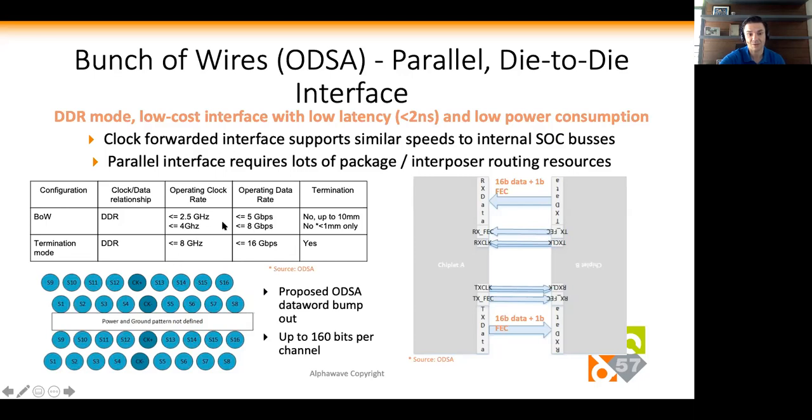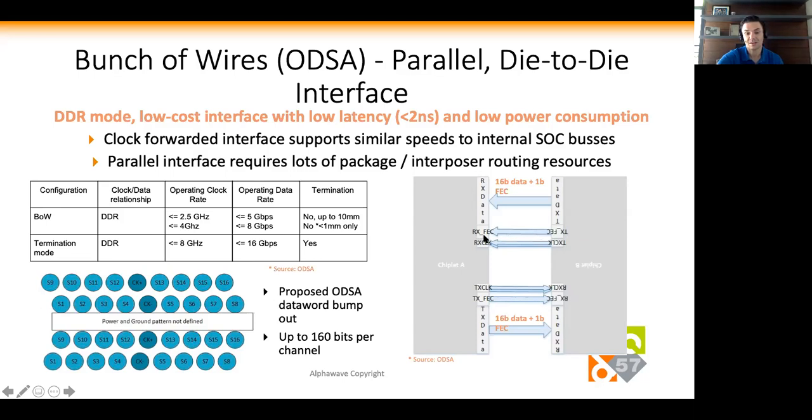with a clock running at half the rate. There's a second configuration for Bunch of Wires where clocks and data lines can be terminated. And that allows operation up to 16 gigabit per second using an 8 gigahertz clock. And what you see is for a single channel, which can have up to 160 bits, it's segmented into 16-bit bytes. Each byte has its own set of differential clock signals that are routed similarly to the associated 16 data signals. And so a channel consists of up to 10 bytes, where each byte consists of 16 data bits.